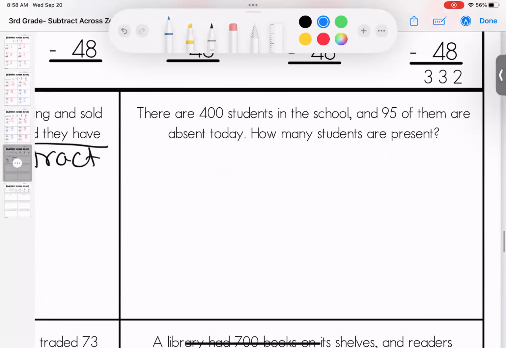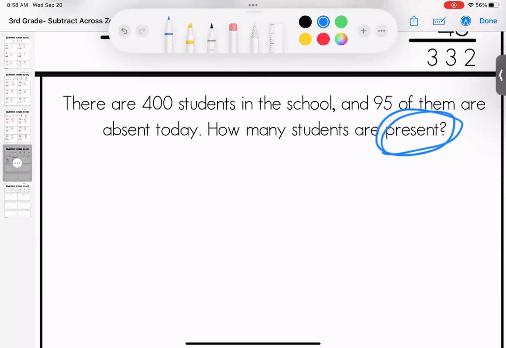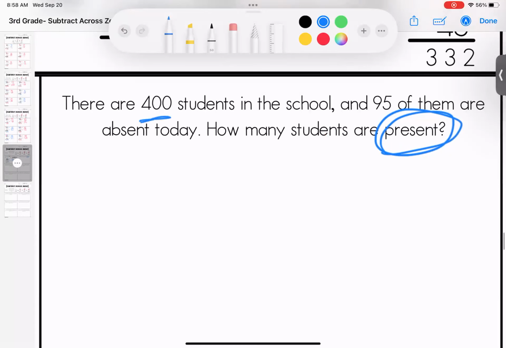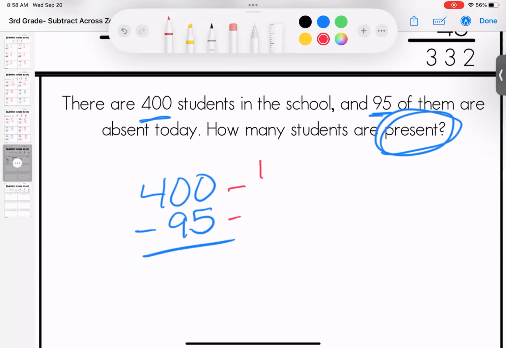Next question. There are 400 students in the school and 95 of them are absent. How many students are present? What are they asking me to do? Find out how many students are left or present. What numbers are they giving me to use? 400 and 95. Since the 95 are absent, I'm going to need to subtract them because absent tells me that they are missing or not at school. For this one, I'm going to do just the direct distance dance.